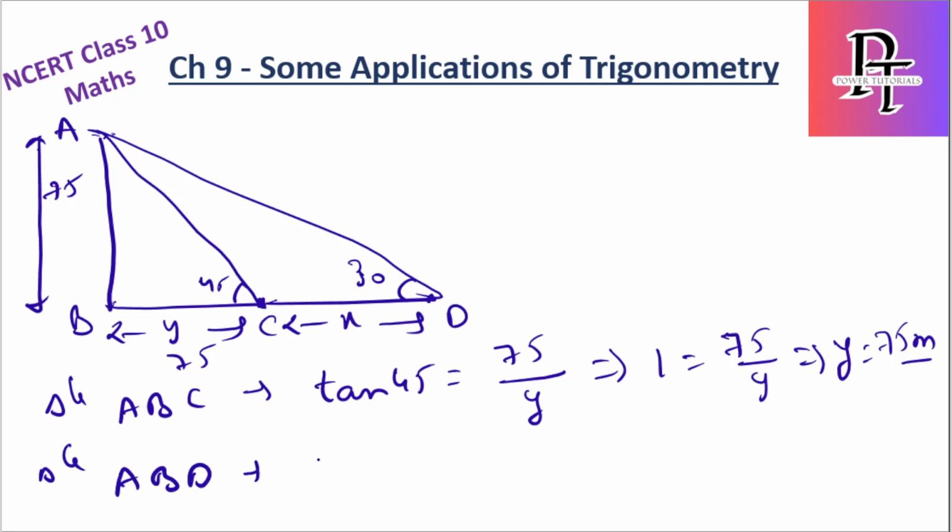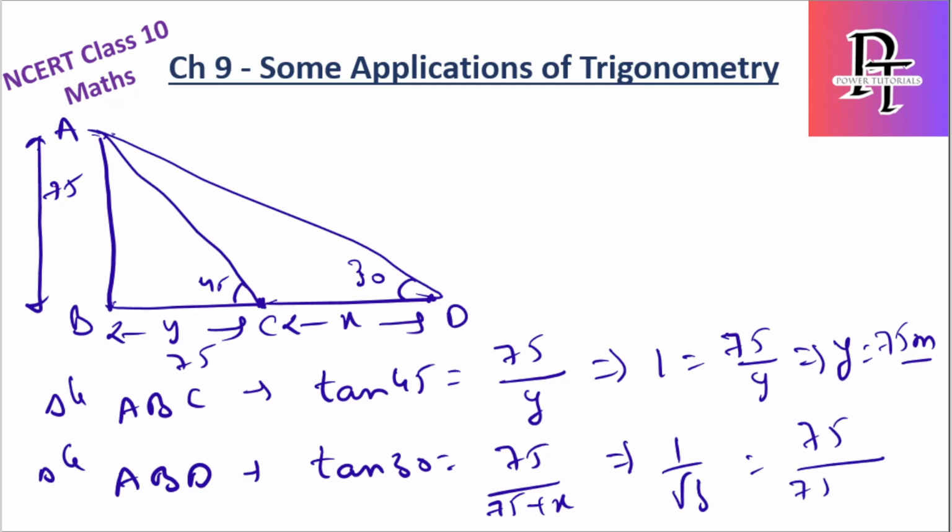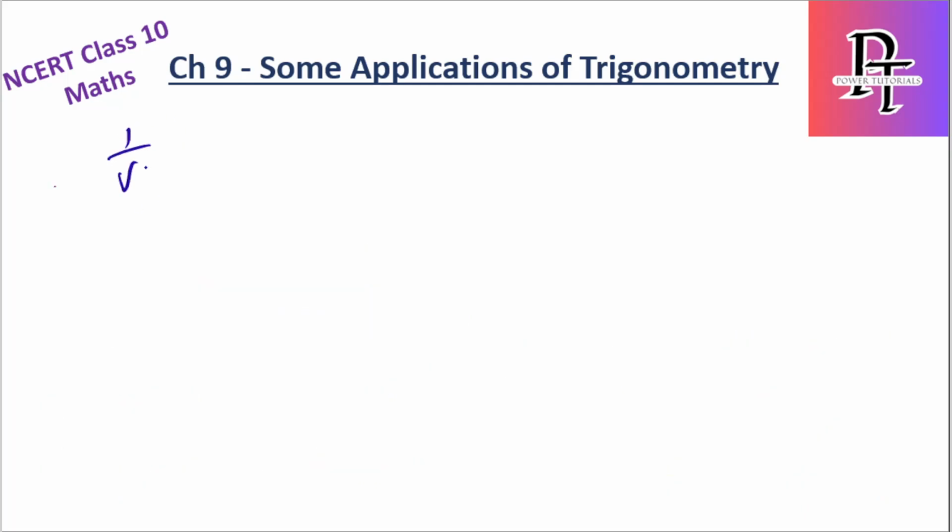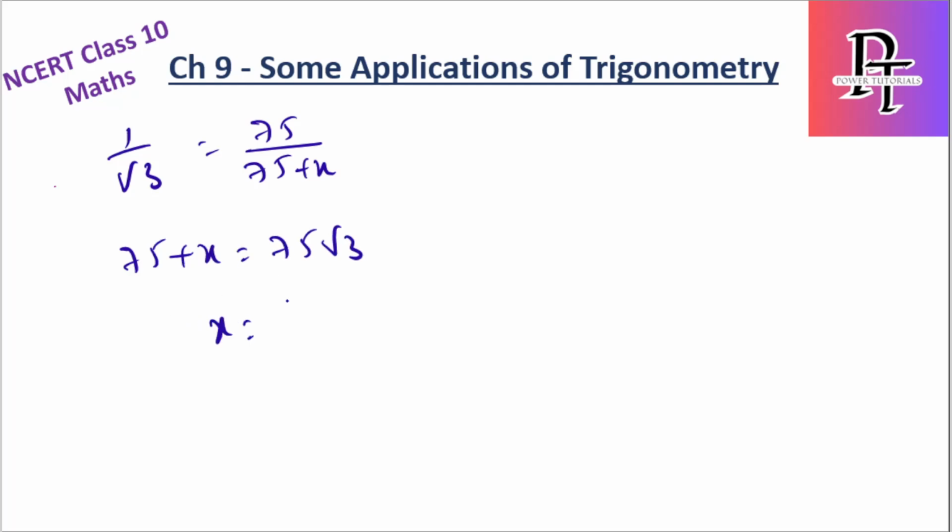Now take the big triangle, which is ABD. Here tan 30 degrees is opposite, again the same 75, by adjacent, which is different, because it is y plus x. So I'm directly writing it as 75 plus x. Tan 30 is 1 by root 3. So 1 by root 3 is equal to 75 by 75 plus x. Cross multiplying, 75 plus x is equal to 75 root 3. So x is equal to 75 into root 3 minus 1 meters.